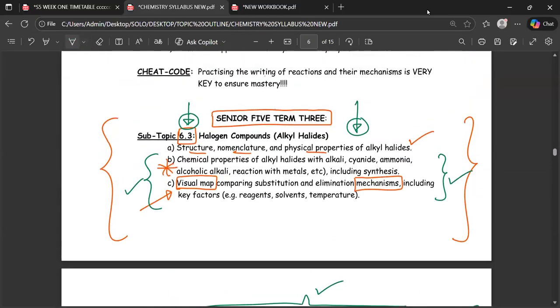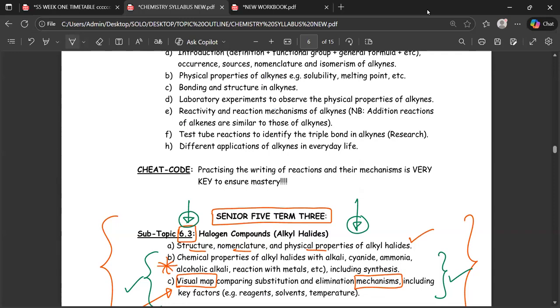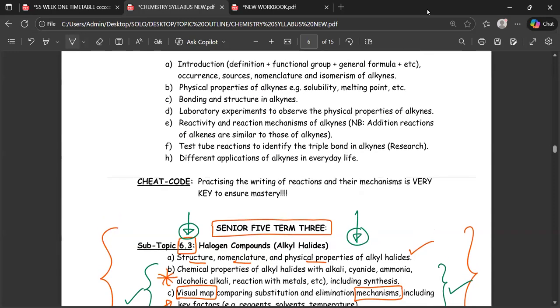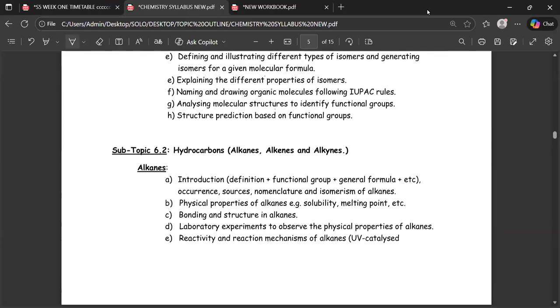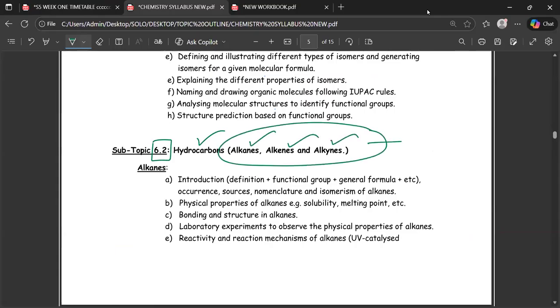Now, someone may ask, what were the other topics? So that was 6.3. We have 6.2, which was hydrocarbons: alkanes, alkenes, and alkynes. Oh, these ones were done. If you have any issues, it is a Senior 5 Term 2 topic. You go to the drive and check for that work.